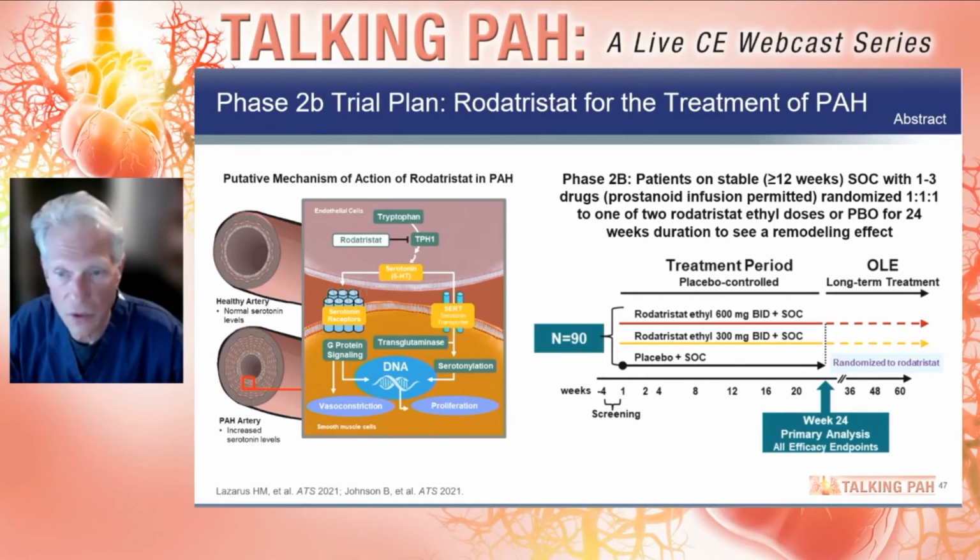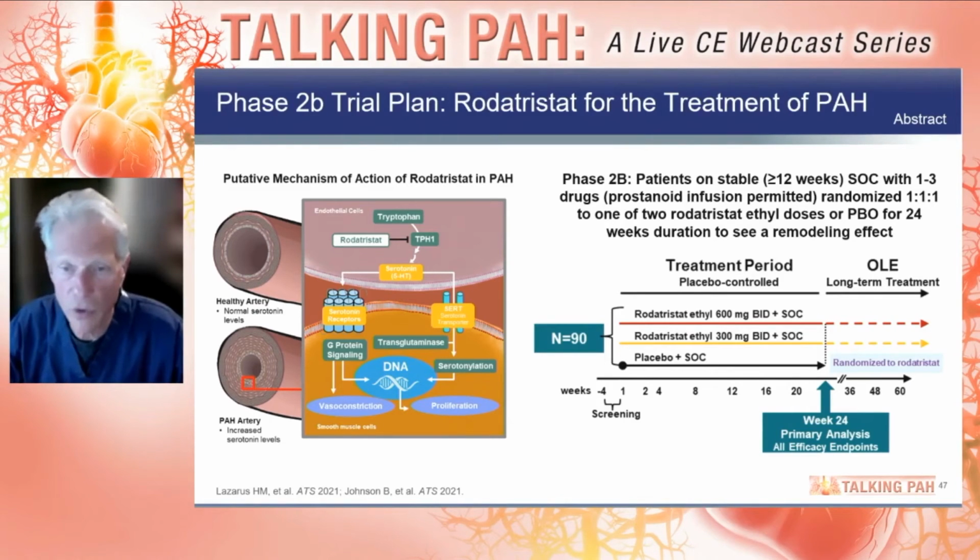As I said, there's a phase 2b trial. Patients have to be on standard of care drugs in the background, and it can be 1 to 3 drugs. They are randomized in a 1-to-1-to-1 fashion as far as 2 doses of drug versus placebo. The study will go on for 24 weeks, and that's important, especially when we're trying to see if there is evidence of vascular remodeling, because that does take time.